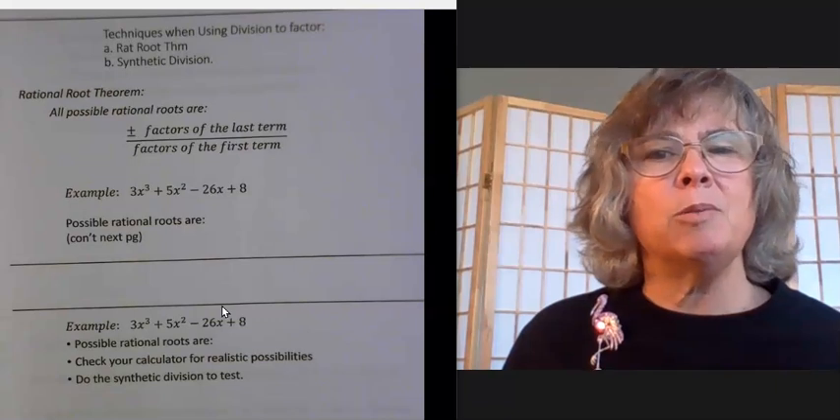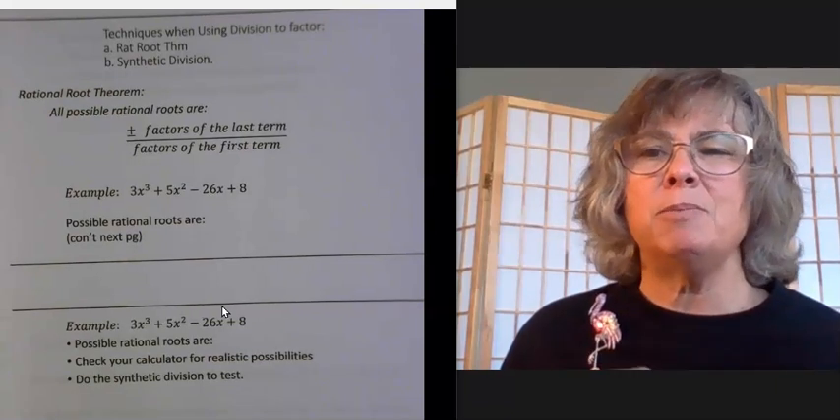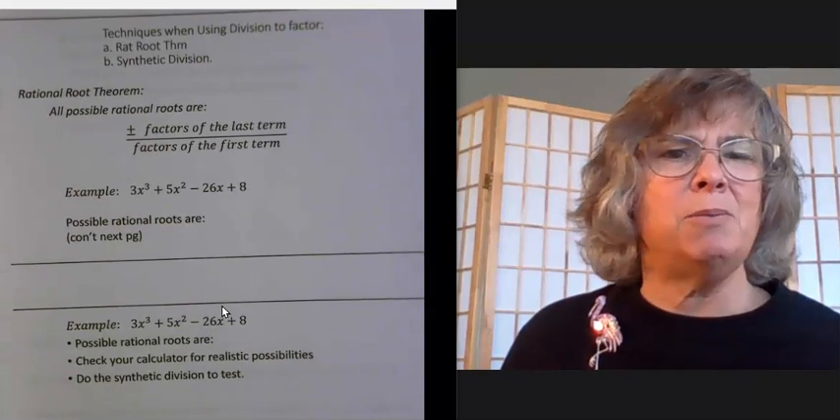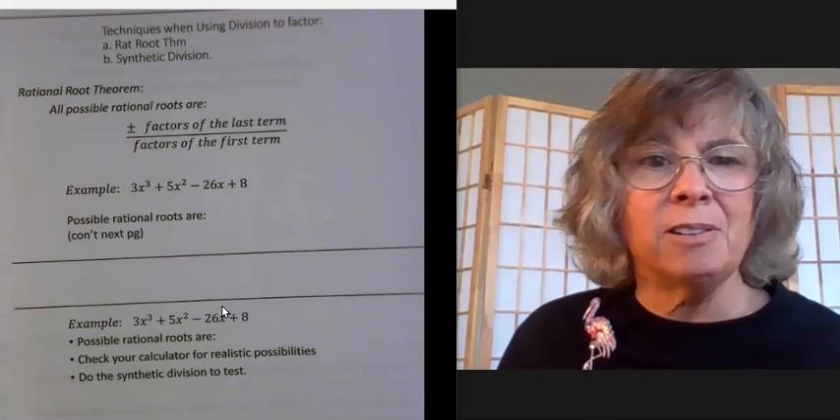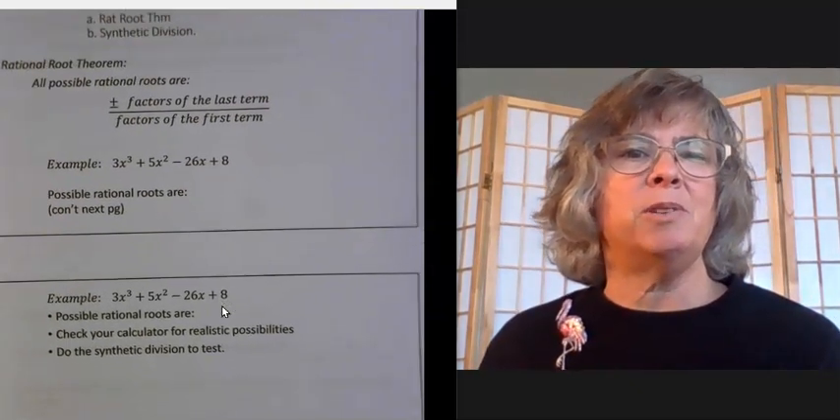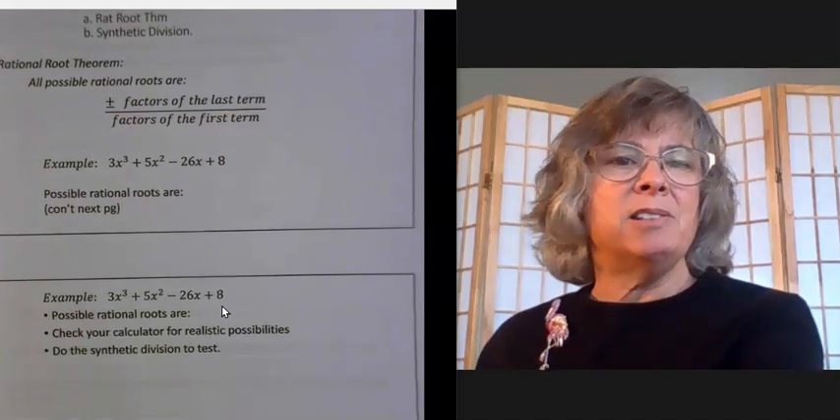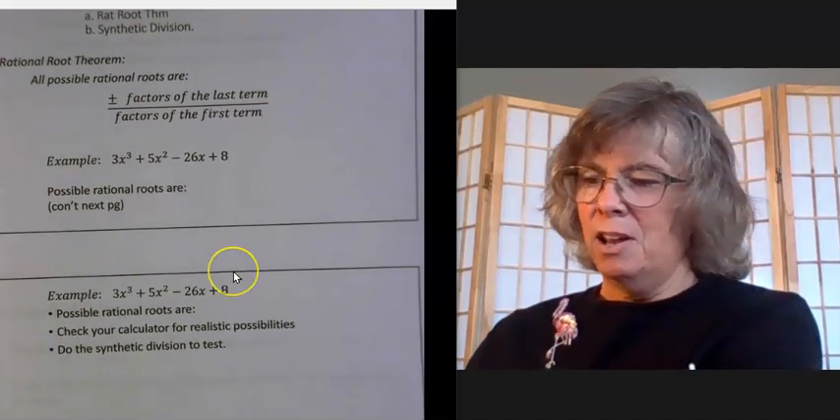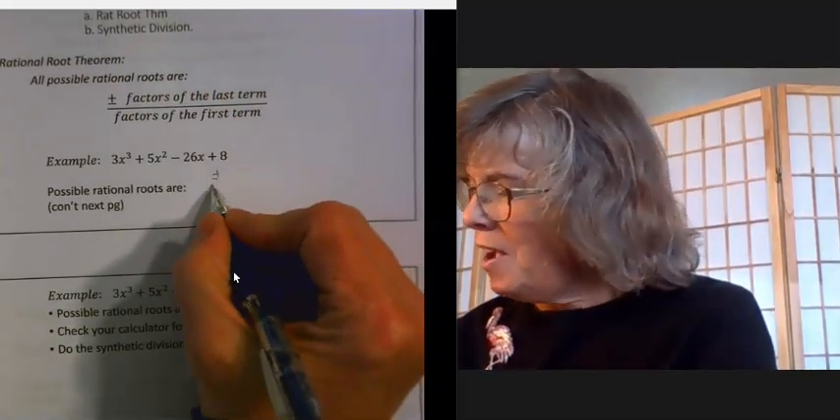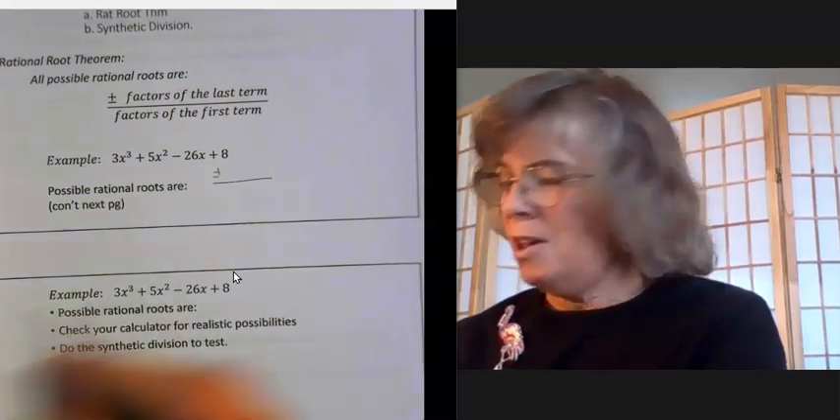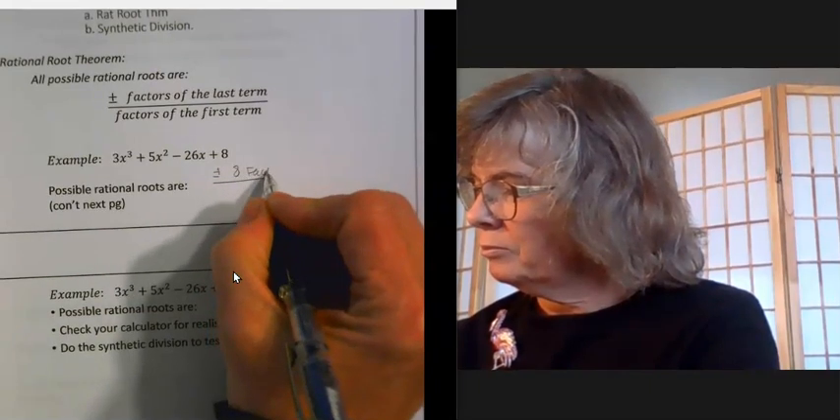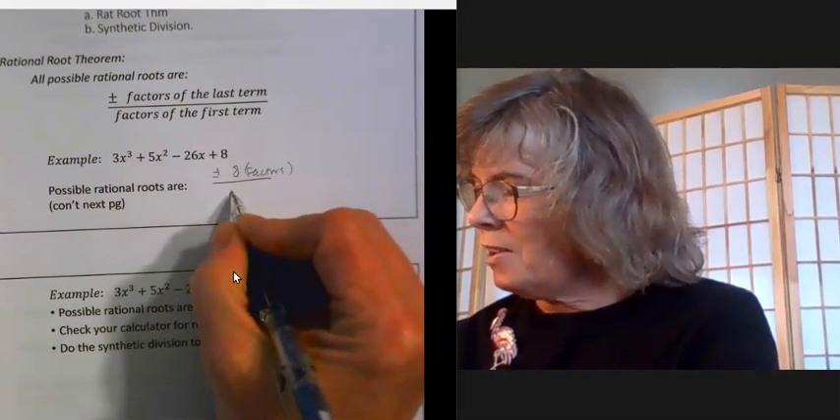Let's actually explore what this means. We'll list the possible rational roots, and then we'll see what we can do about that to jumpstart ourselves. So here's our example: 3x cubed plus 5x squared minus 26x plus 8. The possible rational roots, I can symbolize quite nicely by saying plus or minus factors of the last term, factors of 8, over factors of 3.